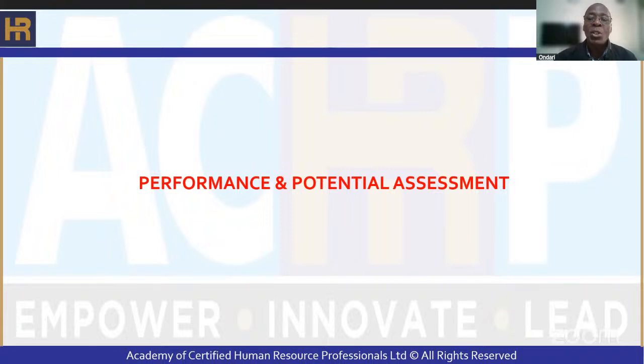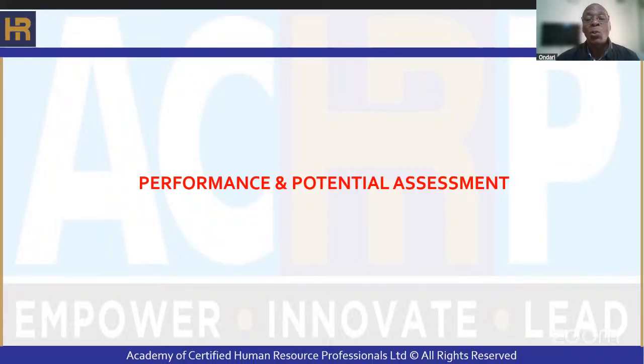Performance and potential assessment have become very important for the success of any organization, whether private or public. For a long time, organizations or employers have been focusing on performance only. What mattered to them previously is what the employees can produce over a period of time, and therefore much less focus on potential.